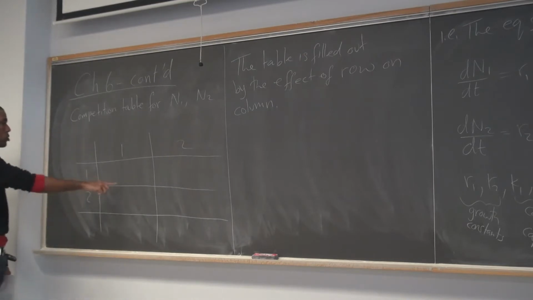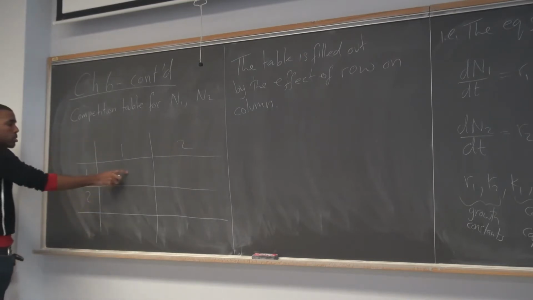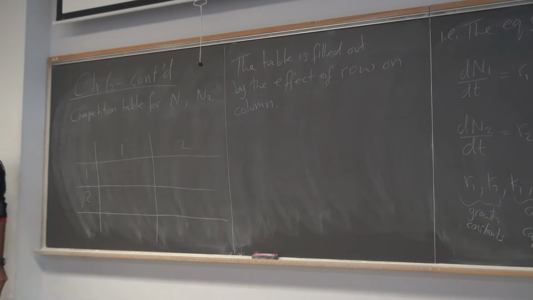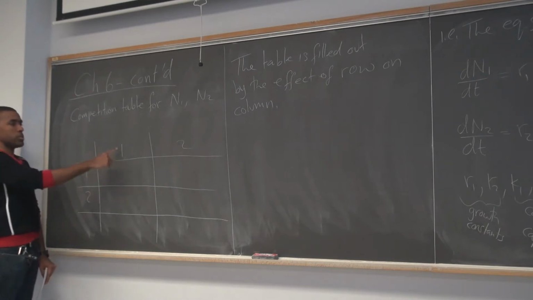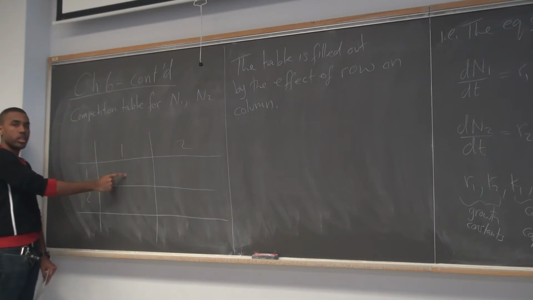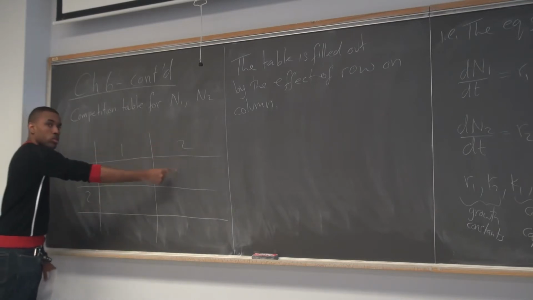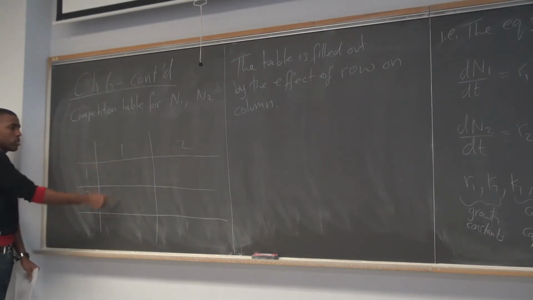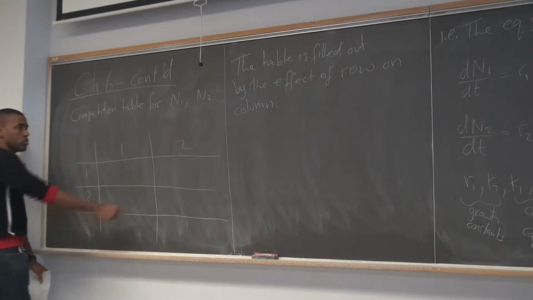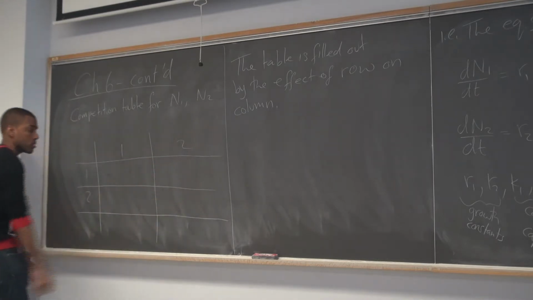So you look for the row intersecting the column, and the number you put here is just supposed to be a number that tells you how the row affects the column. So for example, in this cell, you're asking, how does species 1 affect species 1? You put that value here, right? Then you want to ask, how does species 1 affect species 2? We put that value here, right? How does species 2 affect species 1? Put it here. How does species 2 affect itself? We put it here, right?